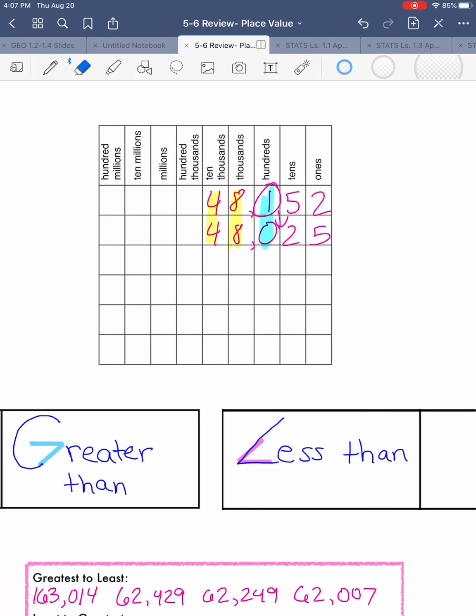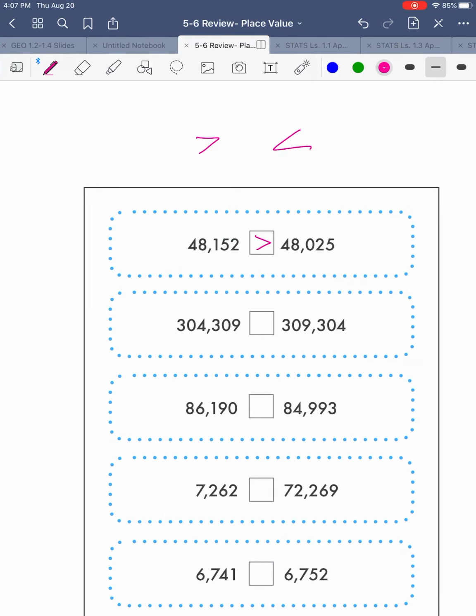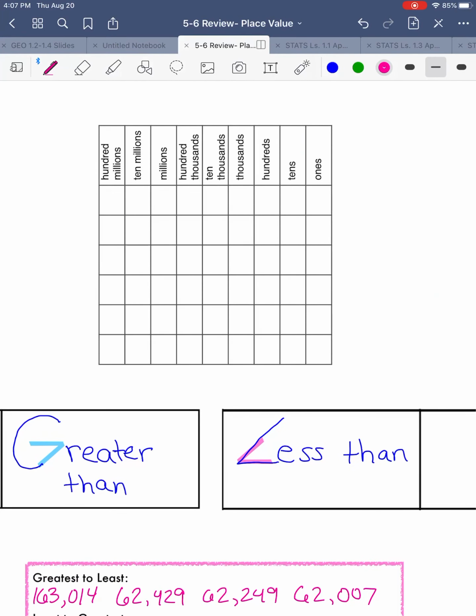I'll go back and erase my numbers. You may not need the place value chart, I just gave you that in case you needed it. 304,309. Again, I'm in the hundred thousands.